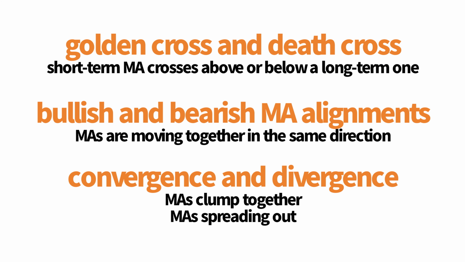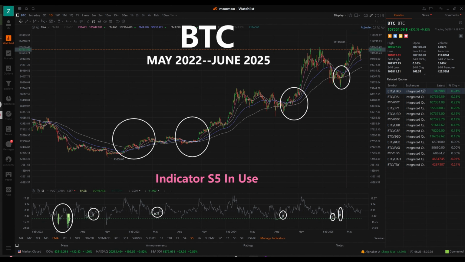Now let's talk strategy. First up, the golden cross and death cross. These are classic starter moves. When a short-term MA crosses above a long-term one, we call it a golden cross. When it crosses below, that's a death cross. Simple and sweet, but not foolproof.